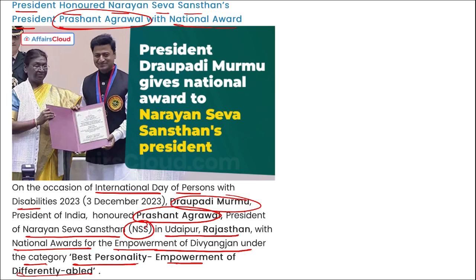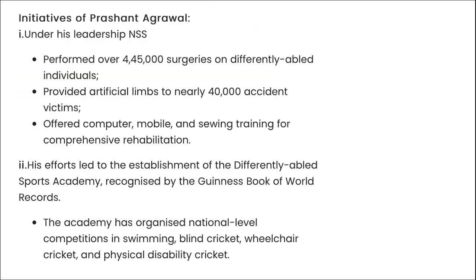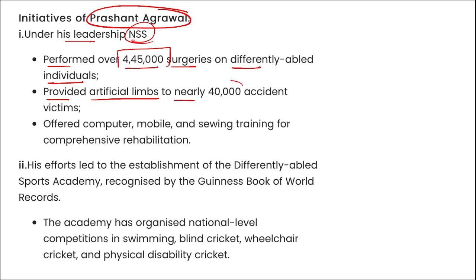of persons with disabilities. Here you can see various initiatives of Prashant Agrawal. If we talk about them, under his leadership, NSS performed over 445,000 surgeries on differently abled individuals, provided artificial limbs to nearly 40,000 accident victims, offered computer, mobile and sewing training for the comprehensive rehabilitation of those individuals.